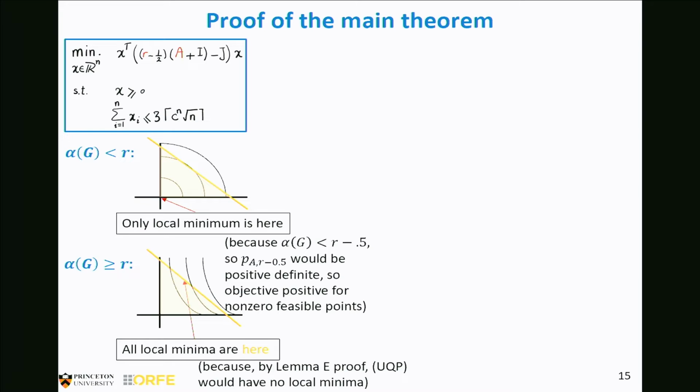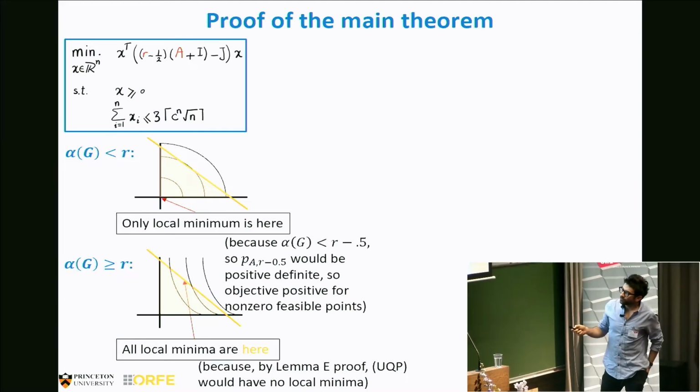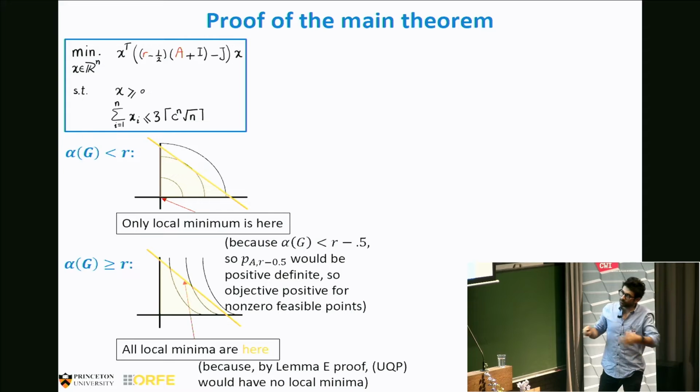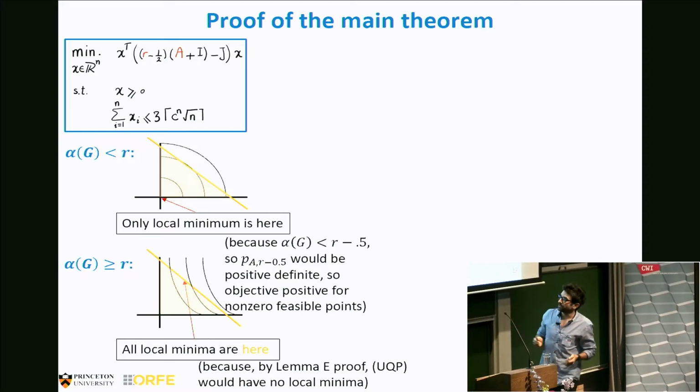Okay, what about the other case? If alpha is more than or equal to r, then I claim that all the local minima have to be on this orange line. So there could be multiple of them in this case, but they all have to saturate this last constraint.